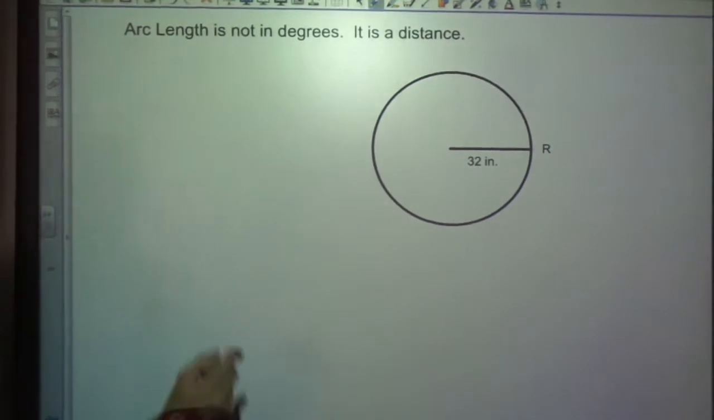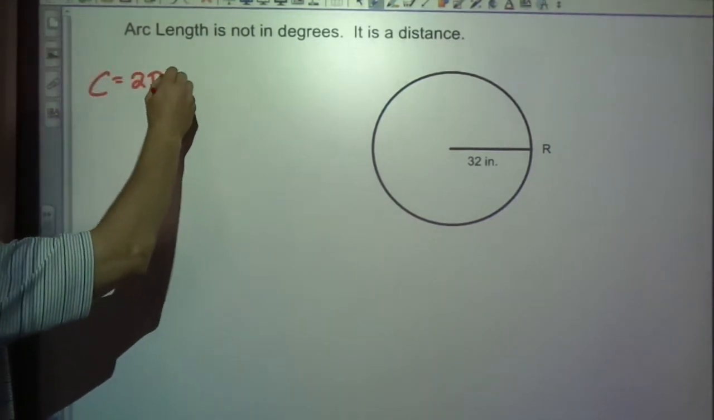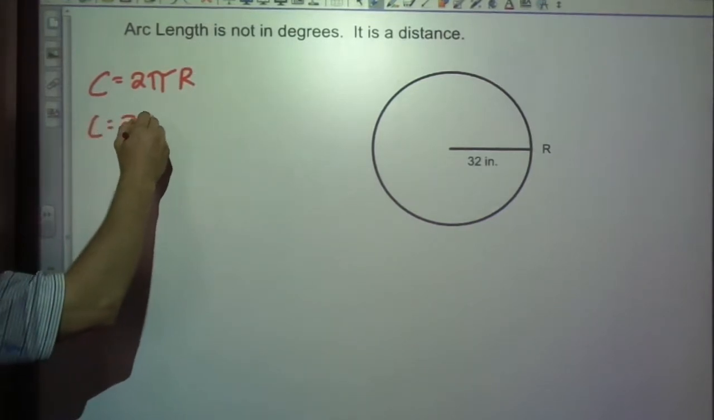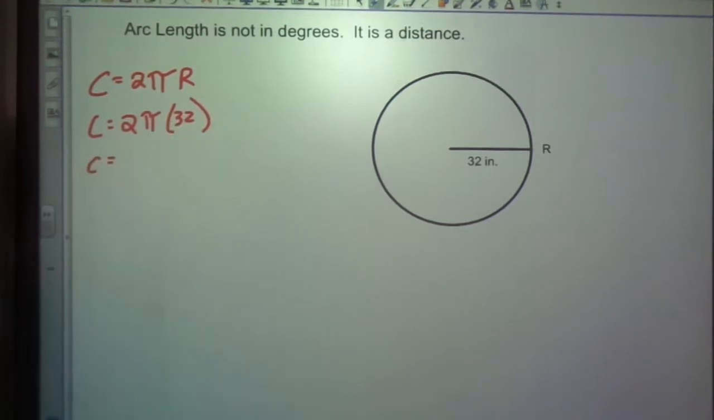So the first thing is let's find the circumference of the circle. We know the circumference is 2 pi r. So in this case, it's going to be 2 times pi times 32. Do we have the circumference? Could you do 2 times pi times 32 on the calculator?